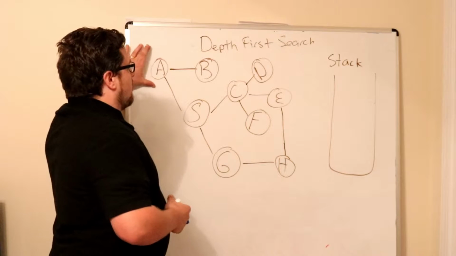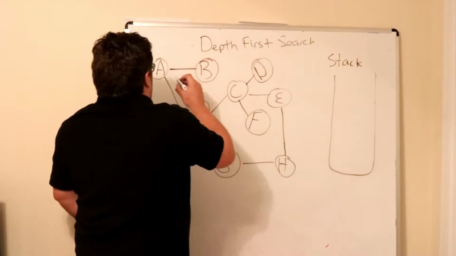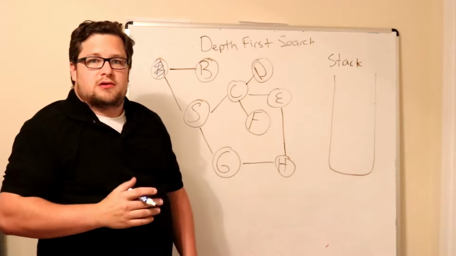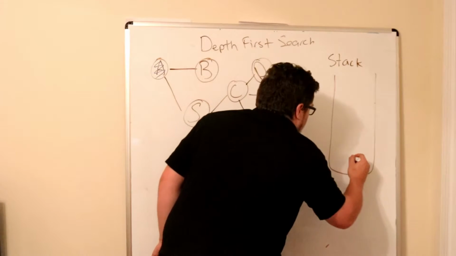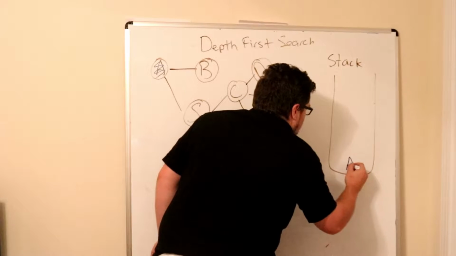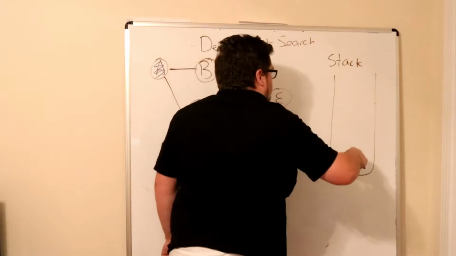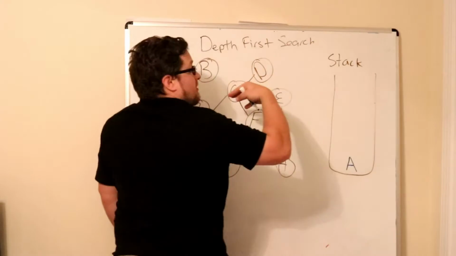In this one, we're going to start with node A. So we're going to say we visited node A. I'm going to put a little bit of blue there, just so we can indicate that. And we're going to add A down here in the stack. Remember, with a stack, we're pushing things down on the top, and we're going to be popping things off from the top.